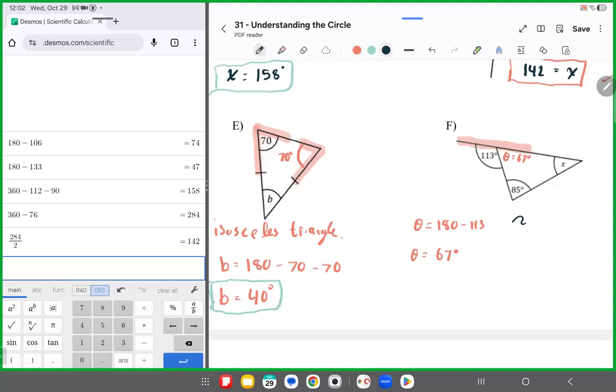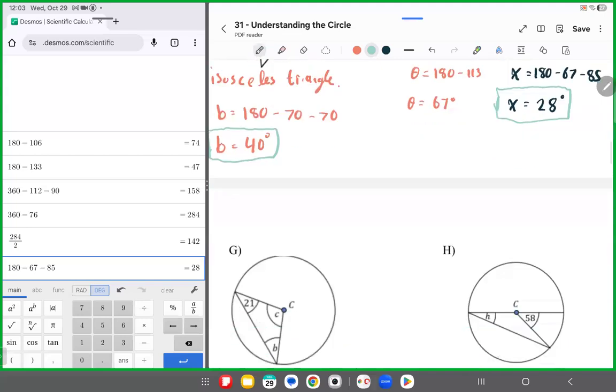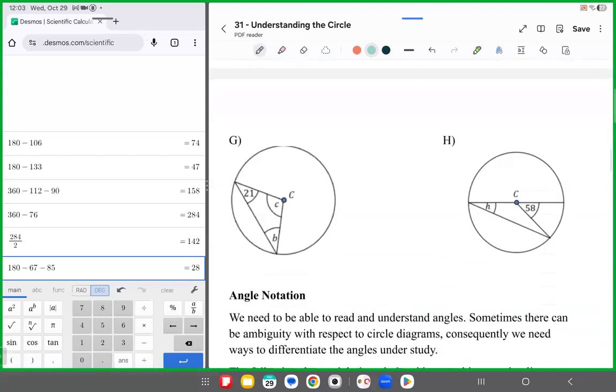And then angle X will be equal to 180 minus 67 degrees minus 85. So if I take 180 minus 67 degrees minus 85, I get 28. Okay, and that'll be our answer. So sometimes we need to do multiple steps, sometimes we need to do one step. Okay, two more examples, and this is kind of where we wanted to go with this. The point of what we were doing for the review is to actually do this kind of calculation.